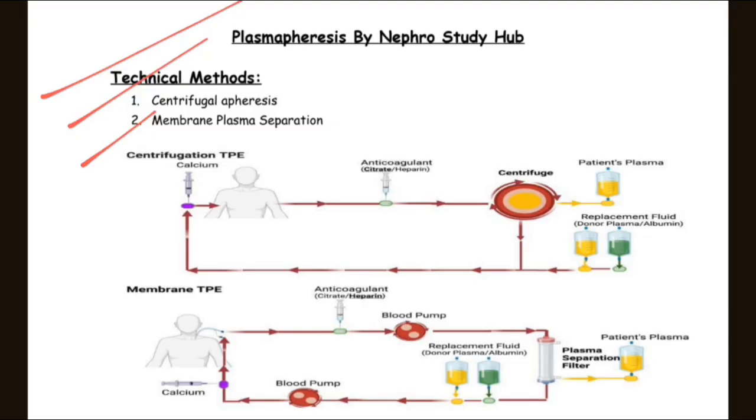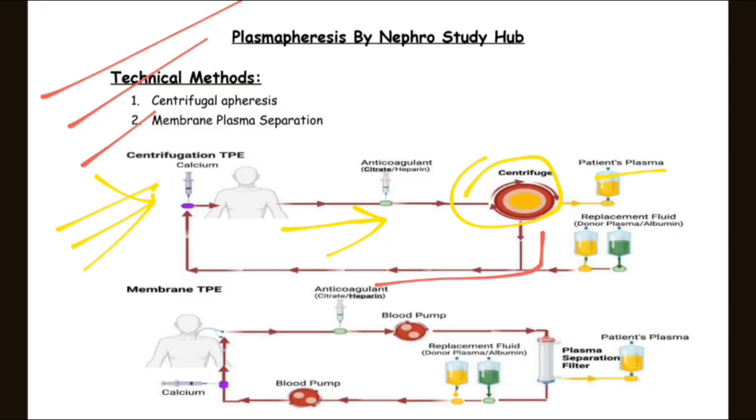In that picture, we can see that blood comes from the patient's body, passes through a centrifuge machine where the patient's plasma is separated, then the blood with high concentration of cells returns to the patient's body. Replacement fluids are added in the return line. Calcium gluconate is injected due to citrate anticoagulation.